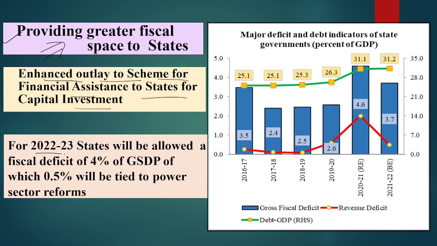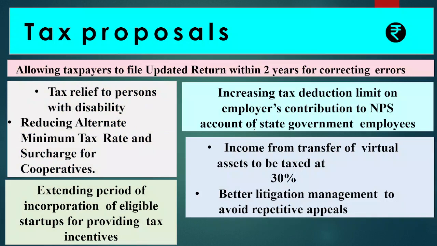And apart from this, for 2022-23, states will be allowed a fiscal deficit of 4% of GSDP, of which 0.5% will be tied to power sector reforms. So this is very important that you have to remember. All right. So here it is shown also that around 4.6% of GSDP would be tied up to power sector reforms. All right. So these are the facts that you have to remember.